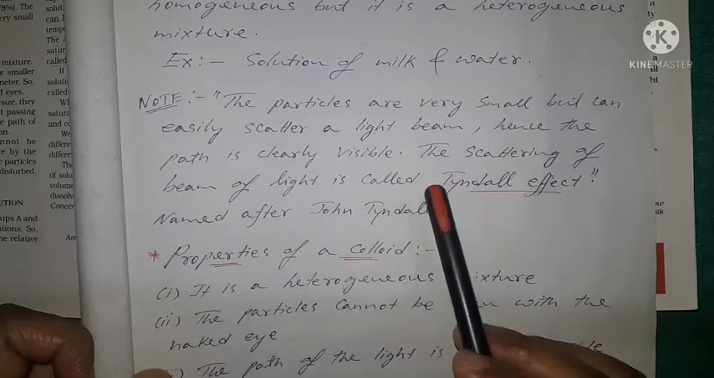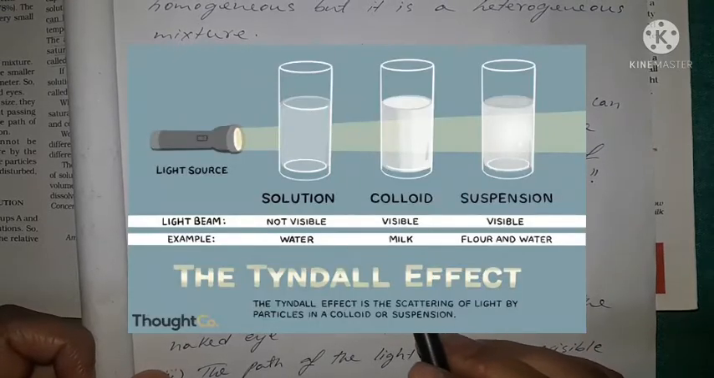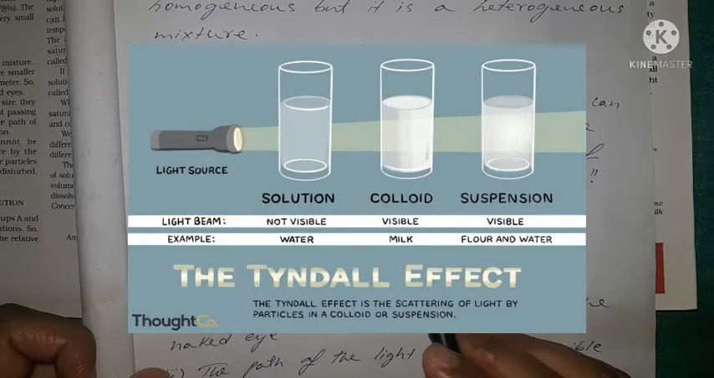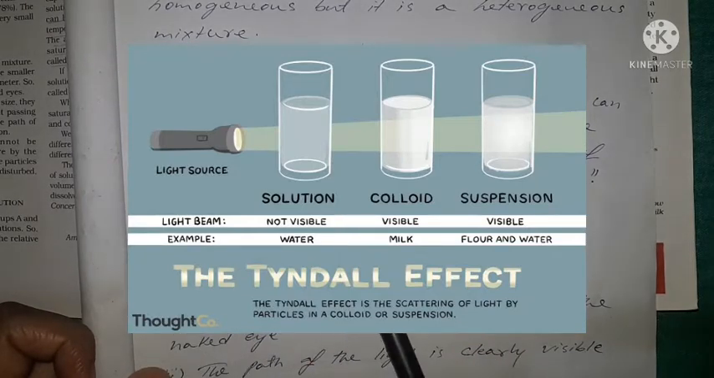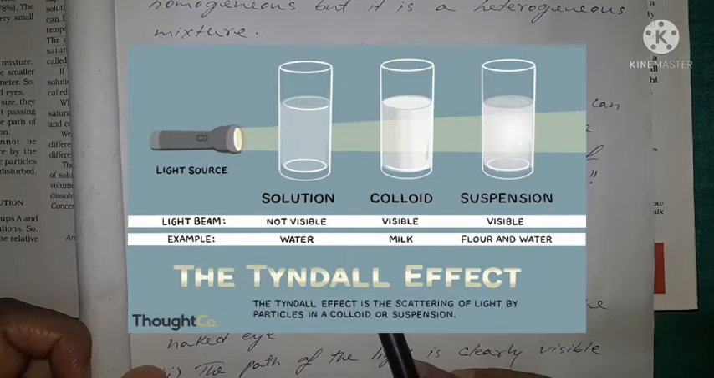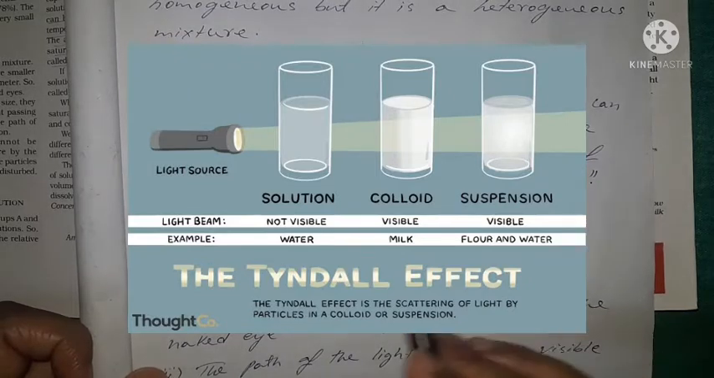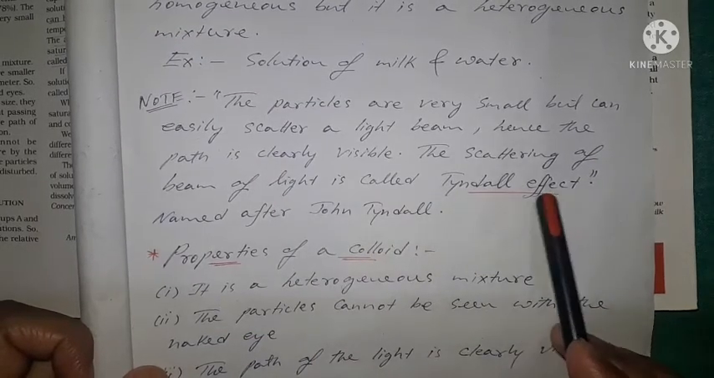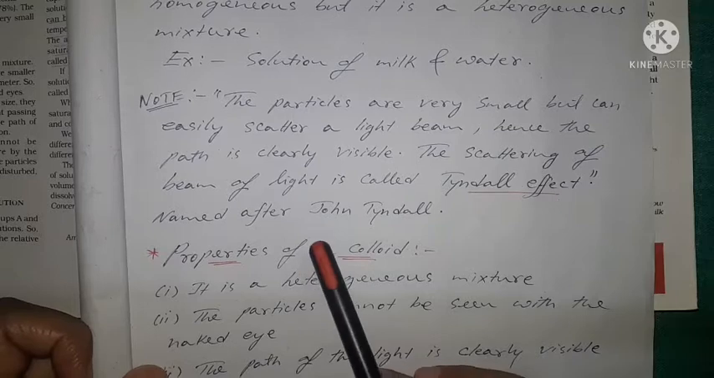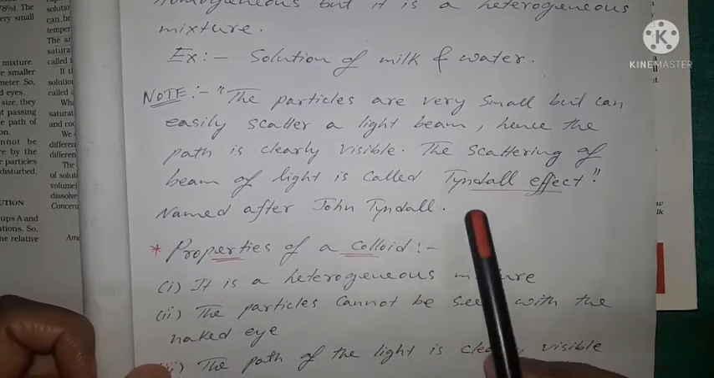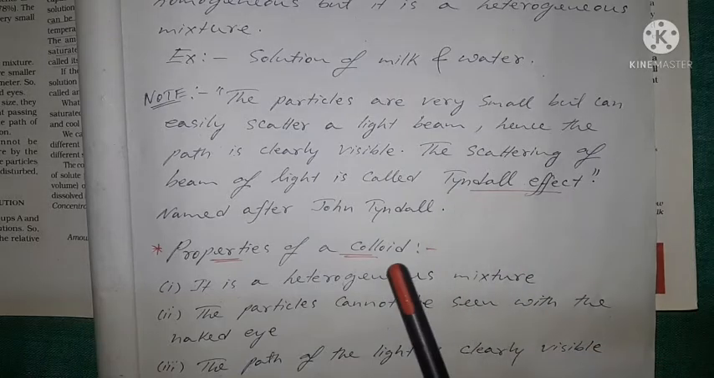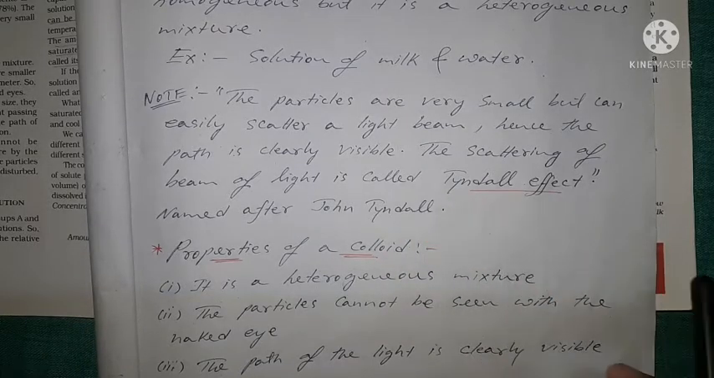As we can see in the picture, the path of the light is clearly visible in the colloidal solution and the suspension, but it is not visible in case of solution. So this scattering of a beam of light is called the Tyndall effect. It is named after a British physicist, John Tyndall. So this effect is known as the Tyndall effect.